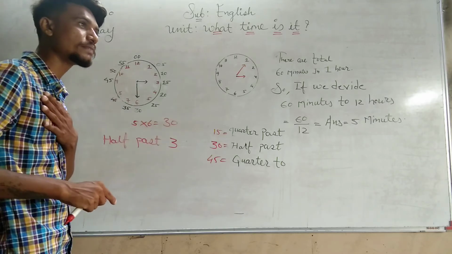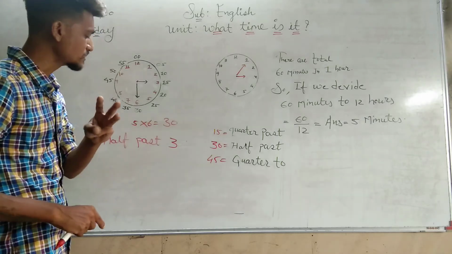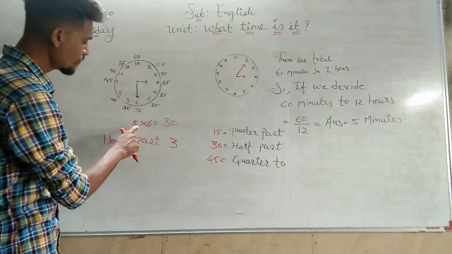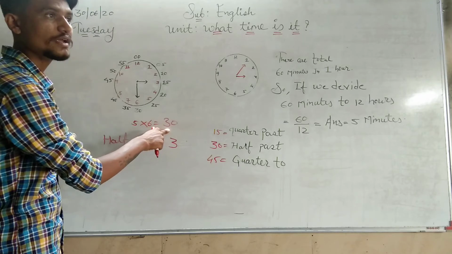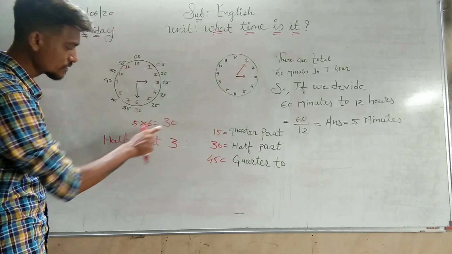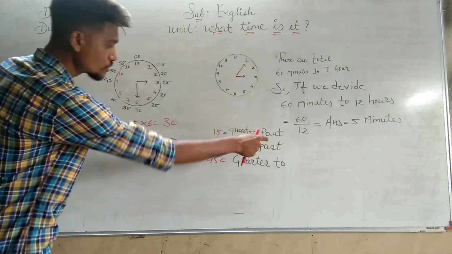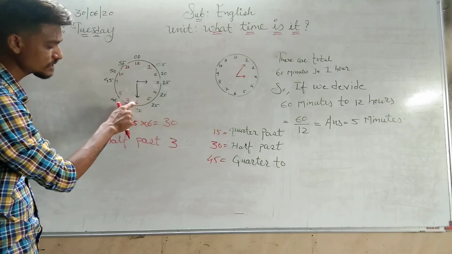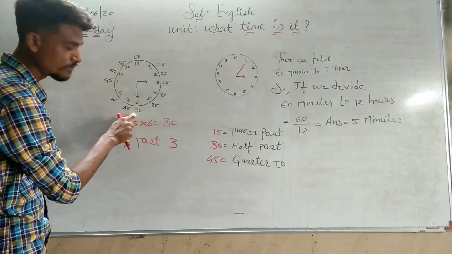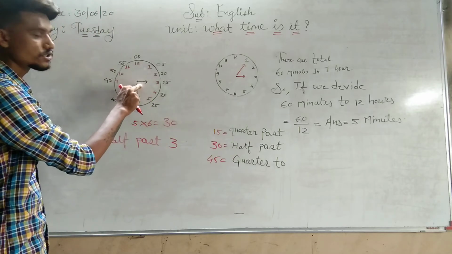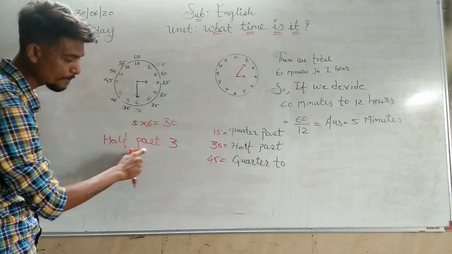How many minutes passed? 30 minutes passed. If 30 minutes are passed, we have to write down 30 minutes. Here I have written 30 minutes, and 30 minutes is called half past. So the answer is half past 3, because 6 means total number is 30. 30 minutes are called half past, and the small hand is on 3. So we will write down half past 3.